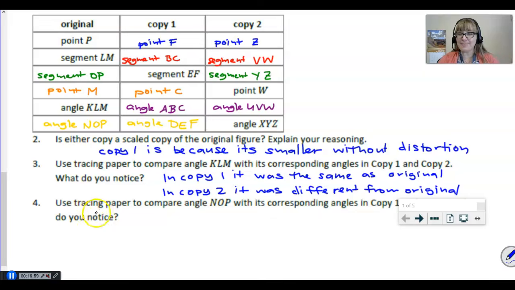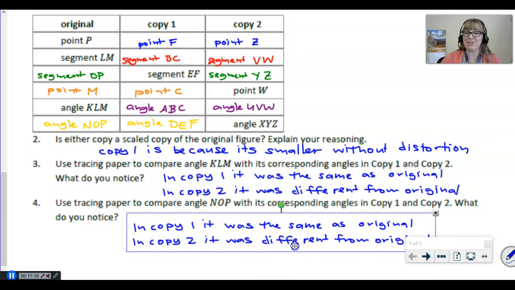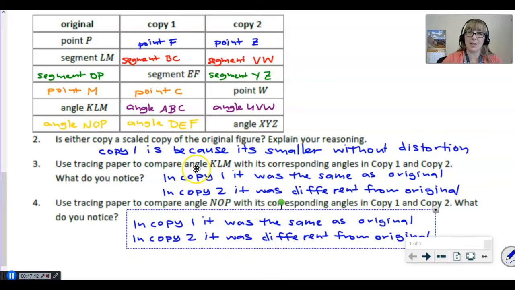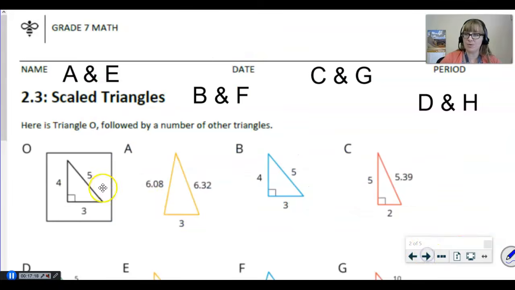And we're back. I hope that you discovered the exact same thing as what we saw before, that in KLM, or excuse me, in the original, it is the same as in copy 1. But in copy 2, it's not, because copy 2 isn't a scaled copy. So that's really interesting to note.